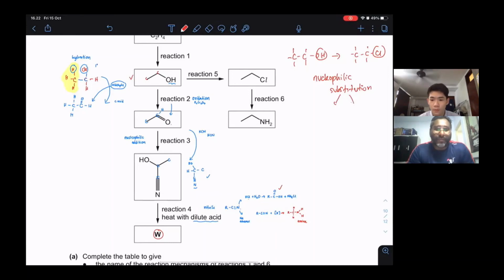Even so, nucleophilic substitution can happen for two groups. So what are the two groups? One is halogenalkane, another one is alcohol. So for this halogenalkane and alcohol, nucleophilic substitution, you see in this case the OH is going to be substituted by Cl.